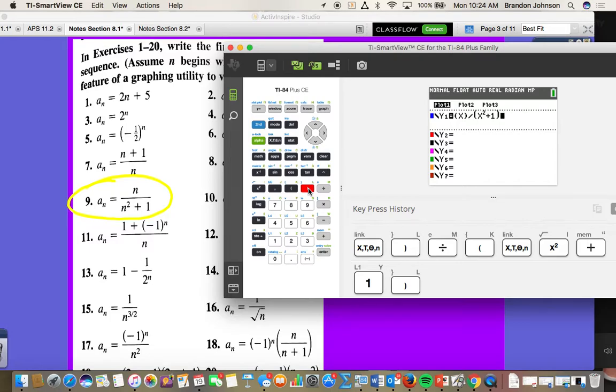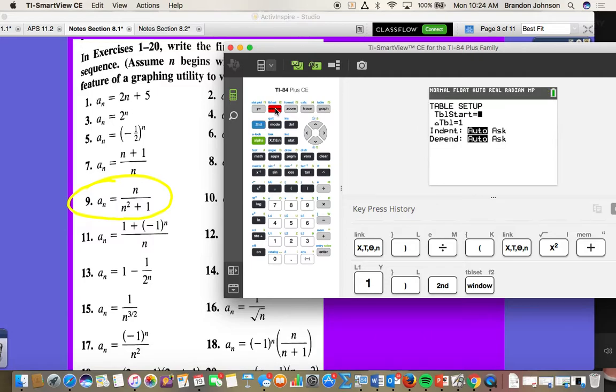So again, the one we're doing is number 9. You could do any of these via calculator or algebraically as well. Okay? All right, so far so good? Now, just to make sure your calculator's doing the things we want it to, go to second window. Table start, what does that mean? Where the table starts. Yeah, it's where the table starts, right? That is where the table starts.